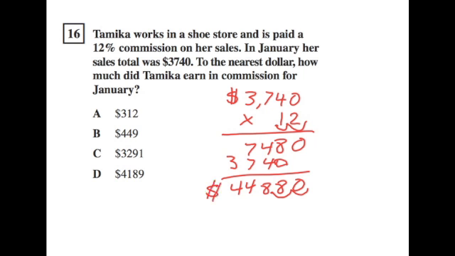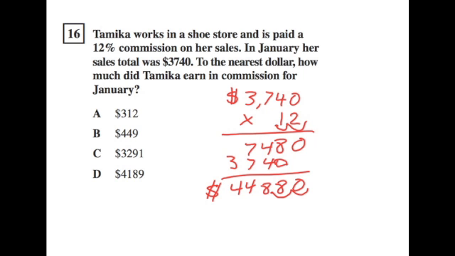But hey, I don't really have that number here. I have 449, but just because the number is close, I shouldn't really put that. 20 cents is a big difference. I don't understand why this isn't here. Let me go back and read the problem. Tamika works in a shoe store and is paid a 12% commission on her sales. In January, her sales totaled $3,740, which I did do correctly, to the nearest dollar.